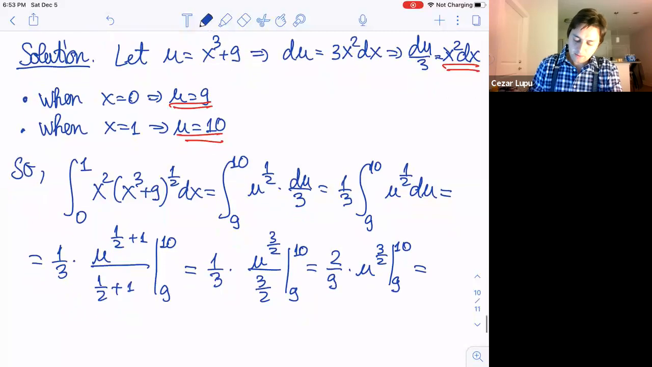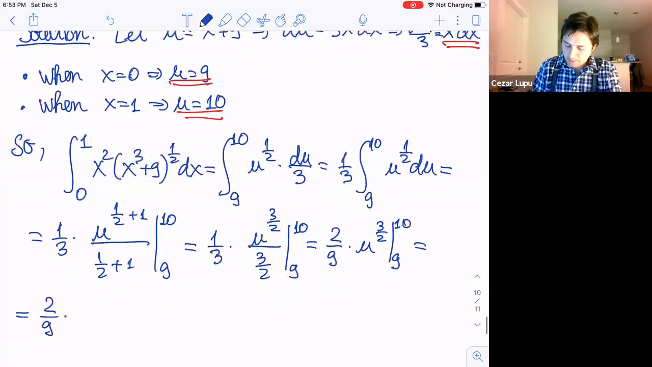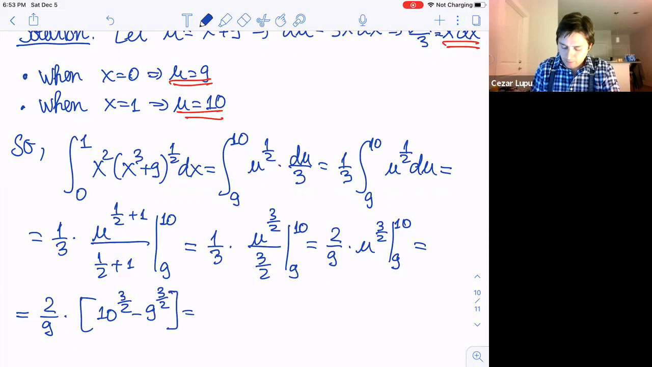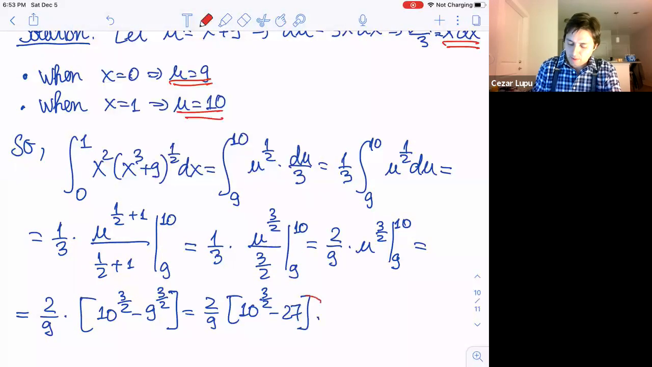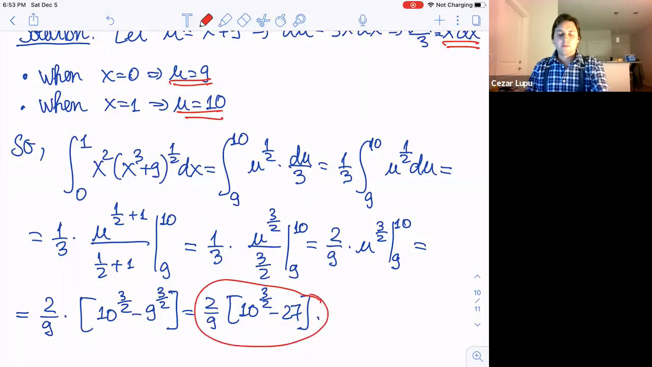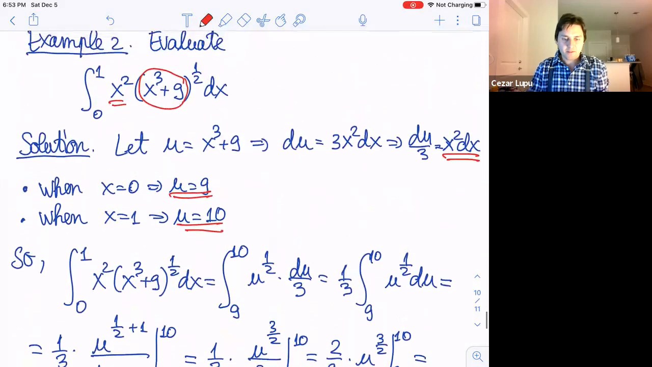So this would be equal to 2 over 9 times 10 to the power 3/2 minus 9 to 3/2. And this is nothing else than 2 over 9 times 10 to 3/2 minus, this guy will be 27. Okay, and that's the result. I'm just going to leave it like this. Anyway, it doesn't matter. So this was a little bit more complicated than the others, but not so much.